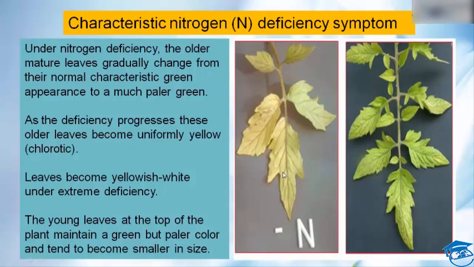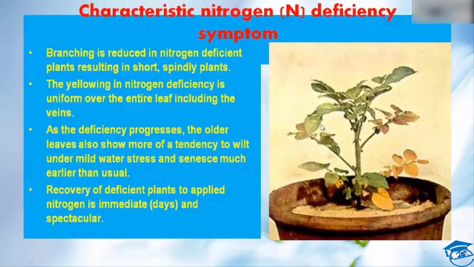The young leaves at the top of the plant maintain a green color but paler, and tend to become smaller in size. That means the young leaves present at the top of the plant maintain pale green color but tend to become smaller in size. So these are the characteristic nitrogen deficiency symptoms.